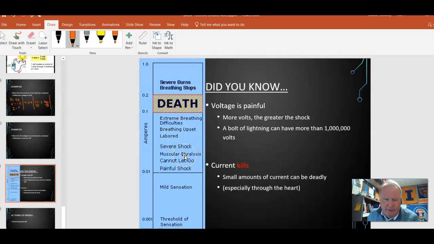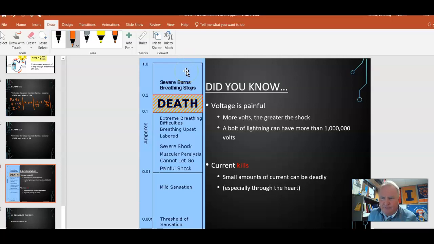We have labored breathing. We have this thing called severe shocks. We get burns and things like that. And once we get over 0.1, we're talking about death. Our heart stops beating. And so you can imagine that if our plugs can give up to 15, which is way up here, that current is just completely deadly. And so we never touch anything coming out of our plugs.